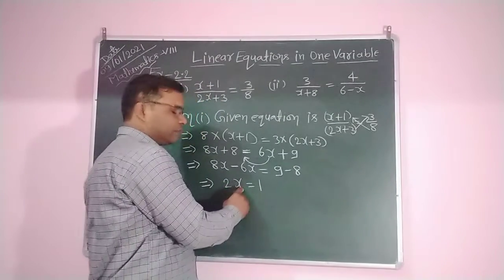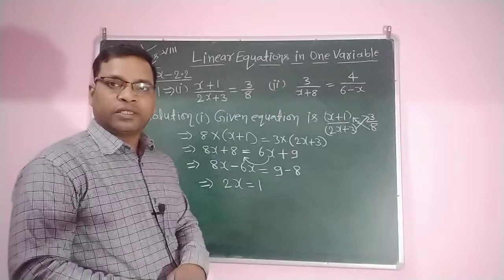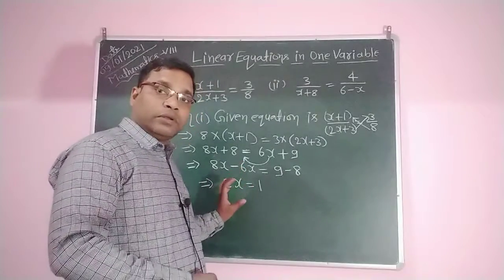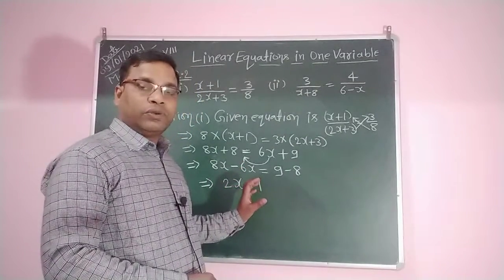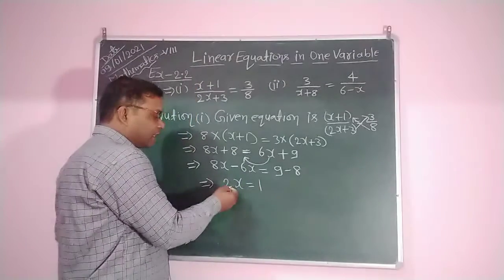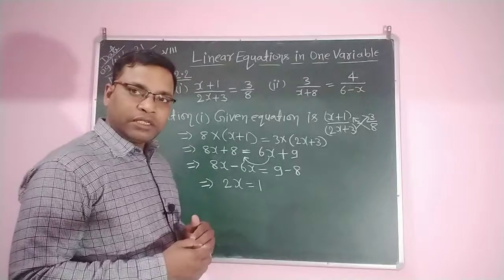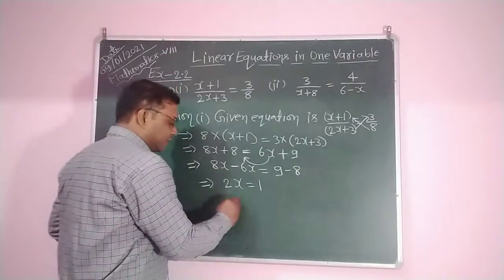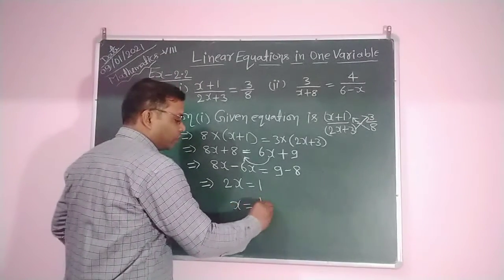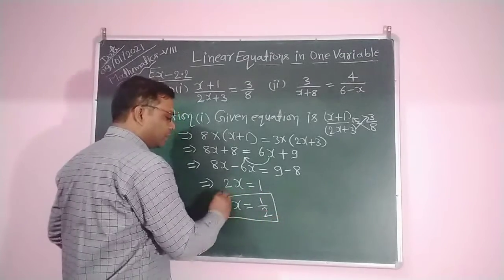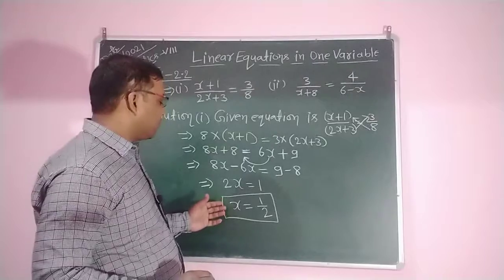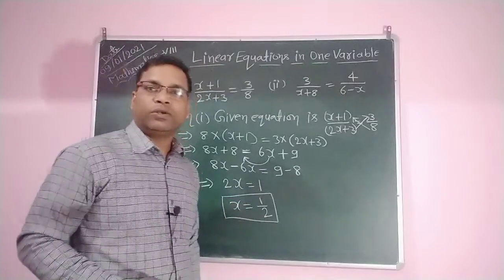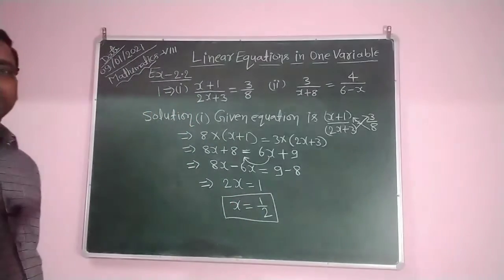Now 2x means 2 into x. So we again separate this constant. We transpose the 2 to the right side. Since 2 is multiplied by x, when transposed to the right hand side it becomes 1 divided by 2. So you can see here we get 1/2. In this way we find the value of x. So the value of x is 1/2. Students, I hope all of you understood this part.